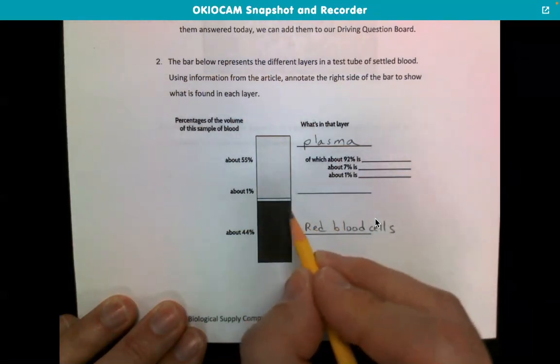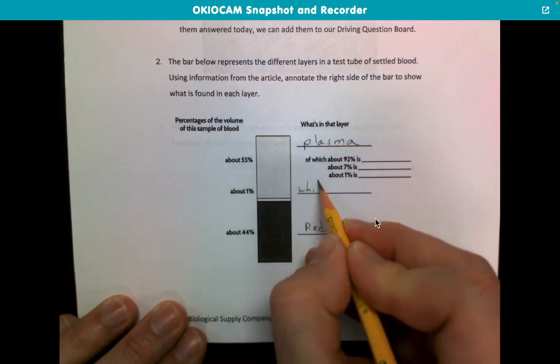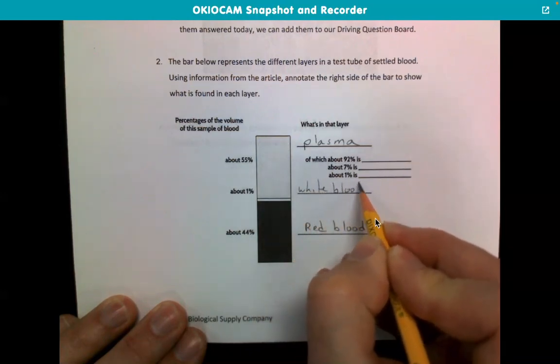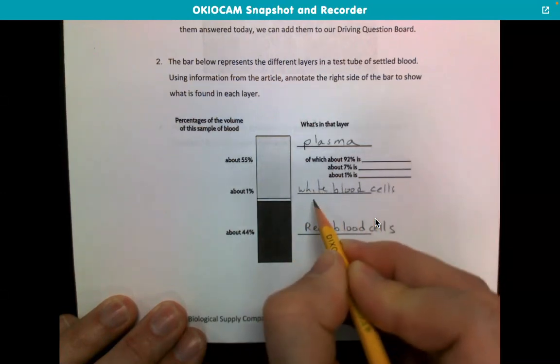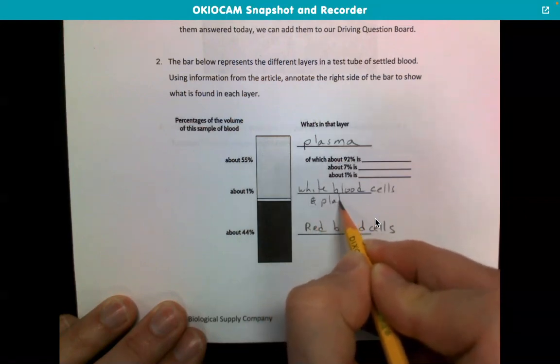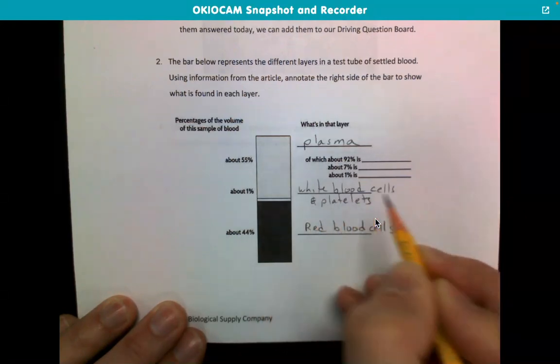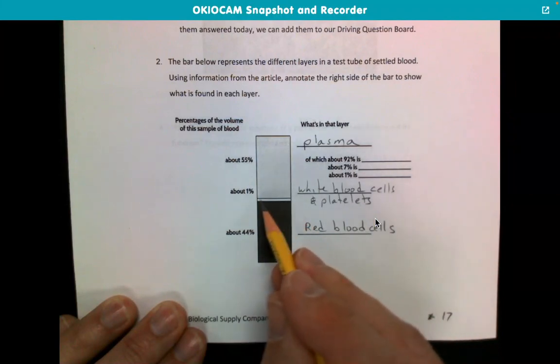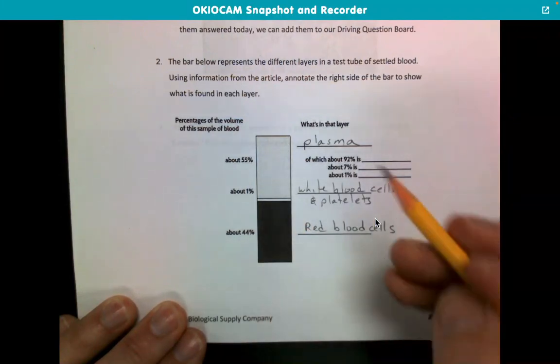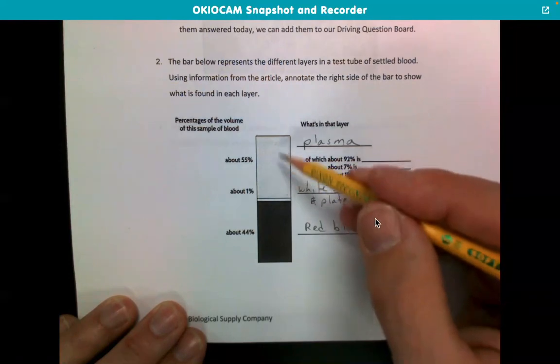In the middle, that small amount was white blood cells and also platelets. As they said, most of it was red blood cells and then just a little bit was white blood cells and platelets. And then the other part was the plasma.